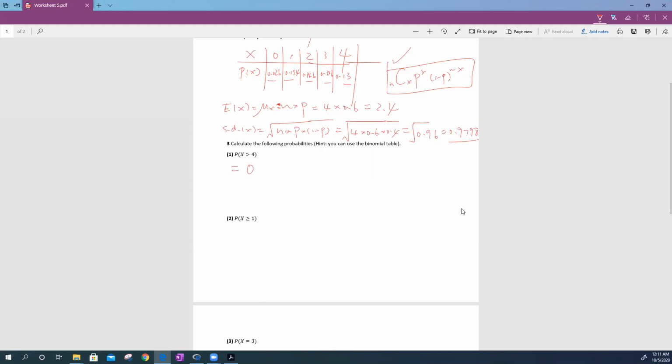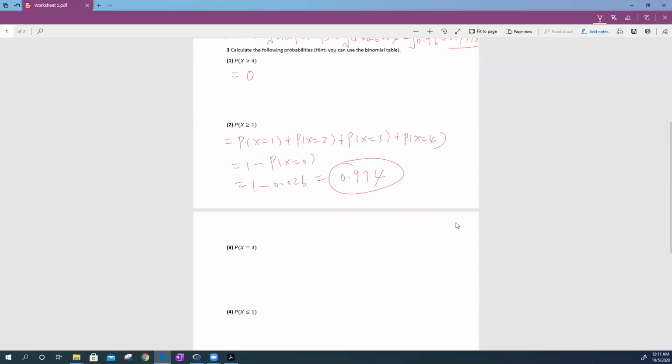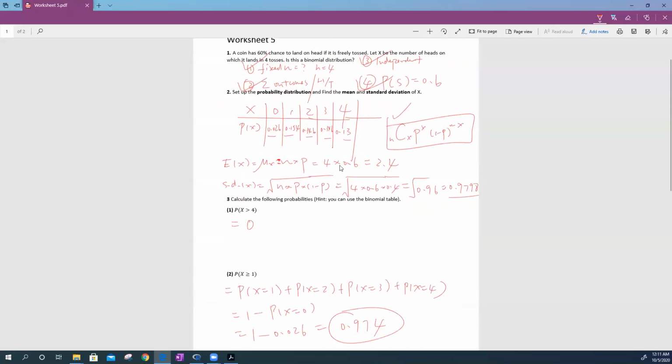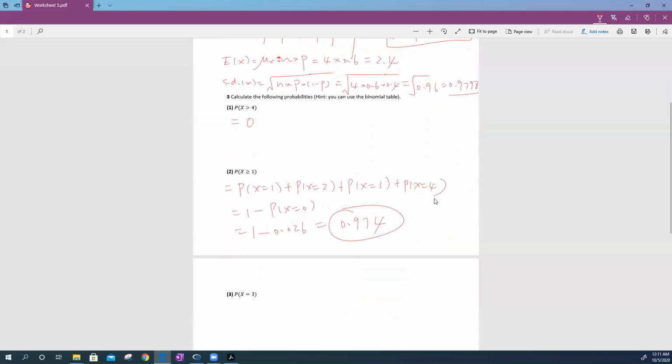And probability of x more than or equals 1. So that is probability of x equals 1 plus probability of x equals 2 plus probability of x equals 3 plus probability of x equals 4. We want to look at these terms add up together. Actually, it's just 1 minus probability of x equals 0. So 1 minus 0.026. Then we got 0.974. And at probability of x equals 3, we can just check it, 0.346.